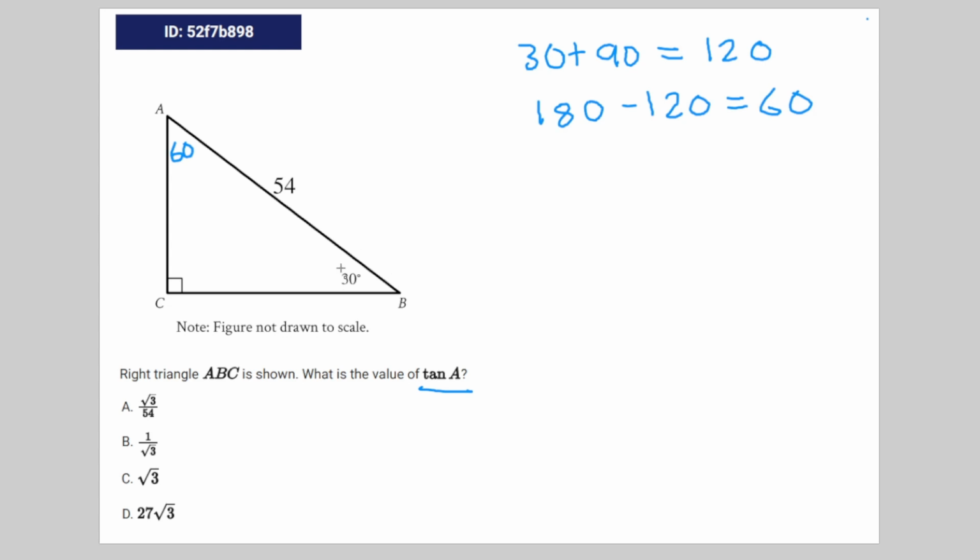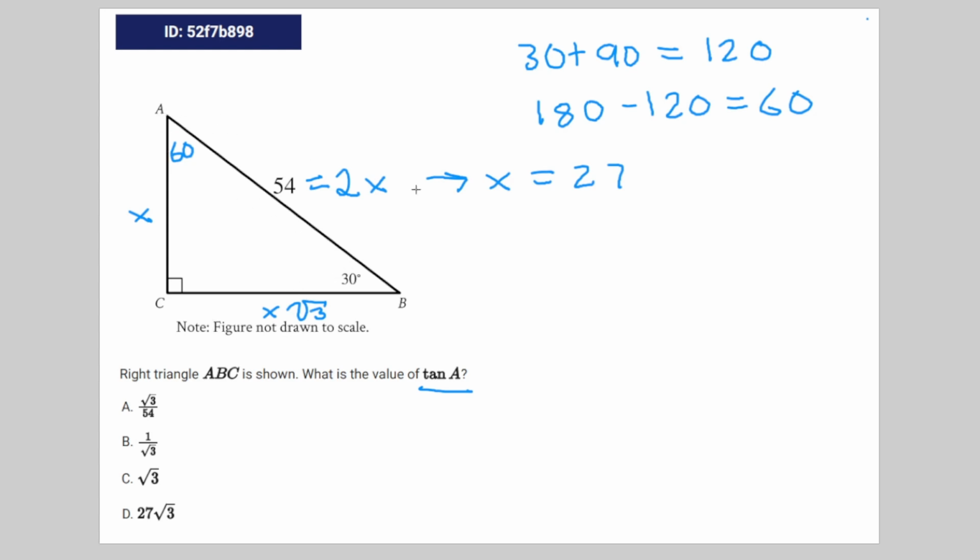So then we know we're dealing with a 30, 60, 90 triangle. The general rule of thumb for 30, 60, 90 is that the hypotenuse is going to be equal to 2x. The side opposite the 60 degree angle is going to be x times the square root of 3. And then the side opposite the 30 degree angle is going to be just x. So to figure out x, we're just going to divide 54 by 2. So that's going to be x is equal to 27.